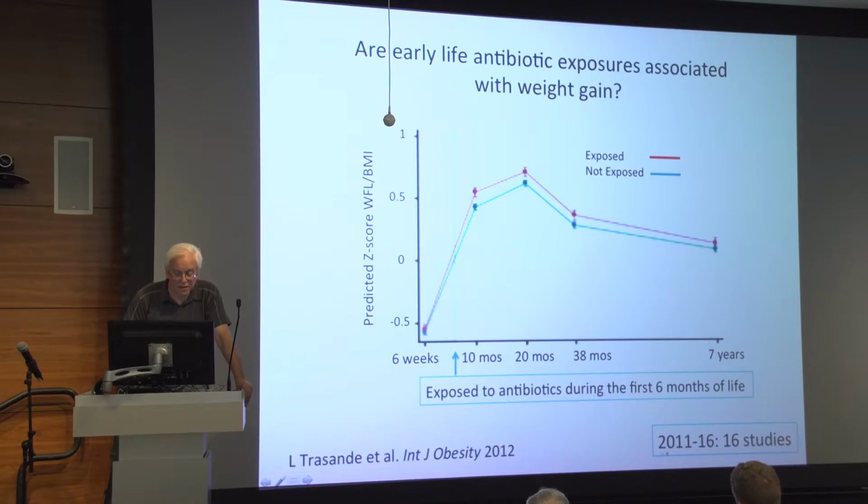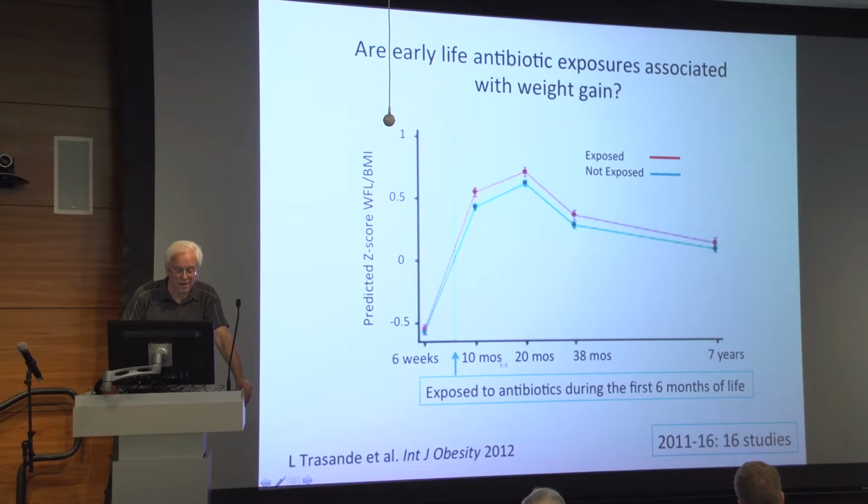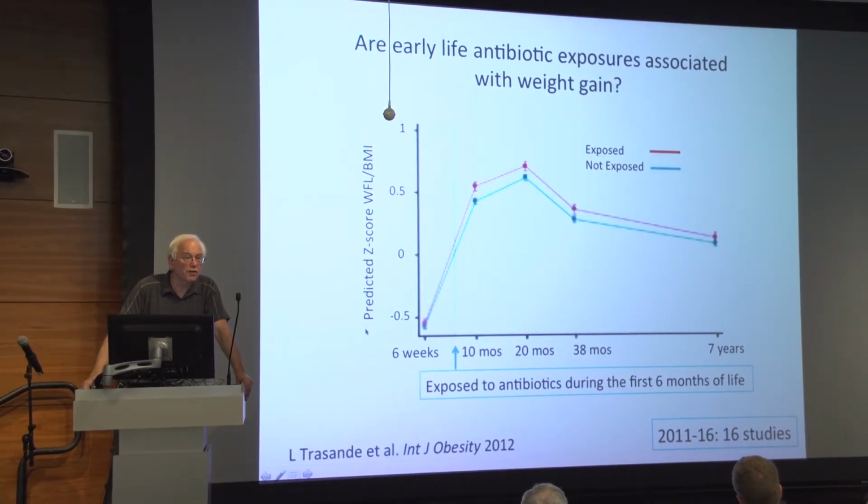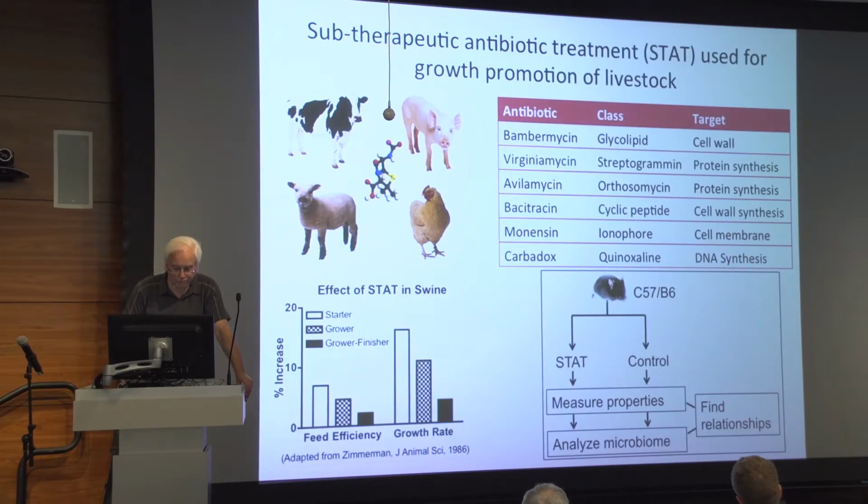Since 2011, there have now been 16 studies that we could find that have asked the question about antibiotic use and adiposity. And nearly all of them show a positive relationship. There are a couple that don't show it, but if you look at the data carefully, I think you see it as well. But nevertheless, these are all observational data. Are there experiments that help us understand the relationship?